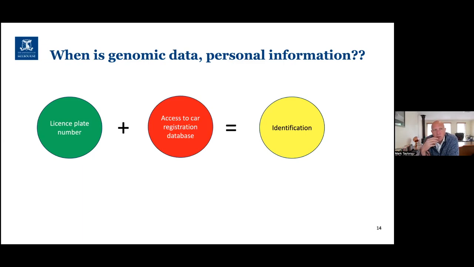there are lots of different contexts, but you need a context. Without access to the car registration database or some other context which allows you to make that connection between the license plate and an individual, without that possibility of connection, the individual is not identifiable.